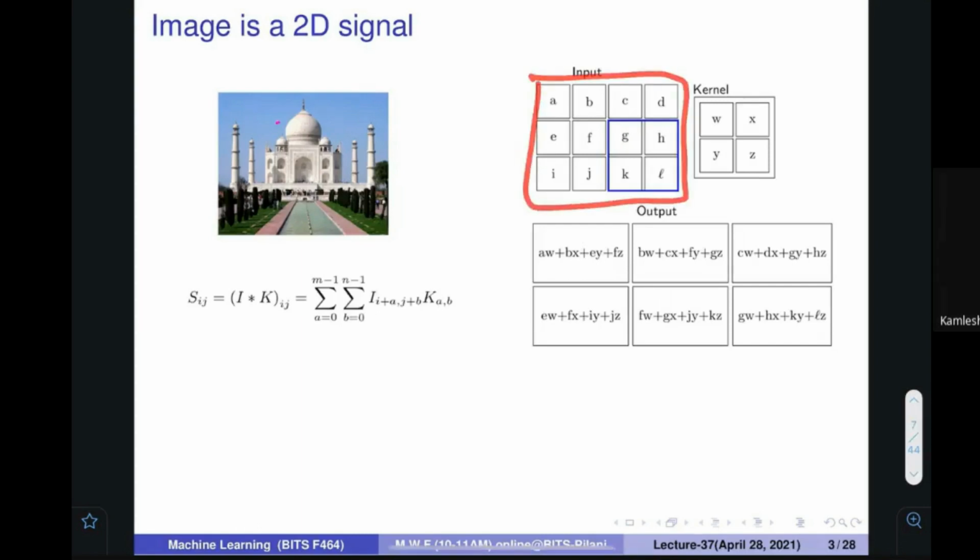Here is an example. Since the things are in two-dimensional space, let's assume that this is the image that I have, and this is the kernel. The kernel has 4 values. It is a 2x2 kernel. So if you want to find the value over here, you put this kernel at this particular place.